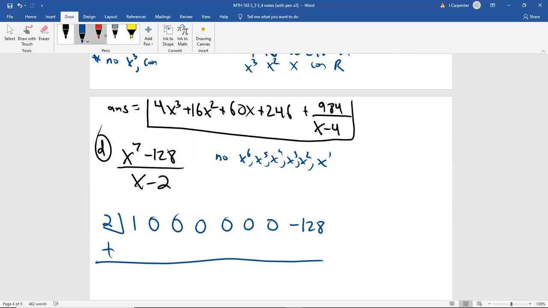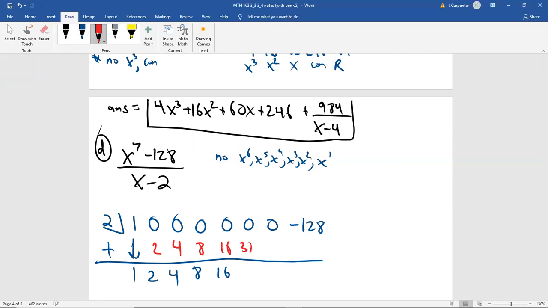But check this out, it's going to go really quick. Bring the 1 down. 1 times 2 is 2. 0 plus 2 is 2. Multiply, add, multiply, add, multiply, add, multiply, add. It's the same thing over and over. 2 times 2 is 4. Add 0 and 4 and you get 4. Multiply, 4 times 2 is 8. Add, 0 plus 8 is 8. Multiply times 2 is 16. We just keep doubling. That's all that's happening.